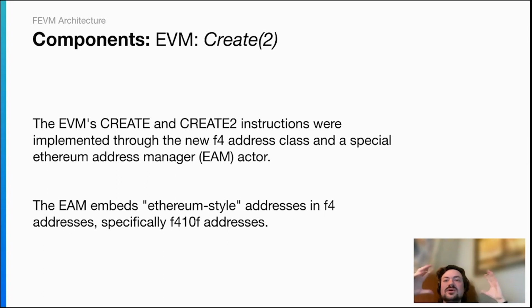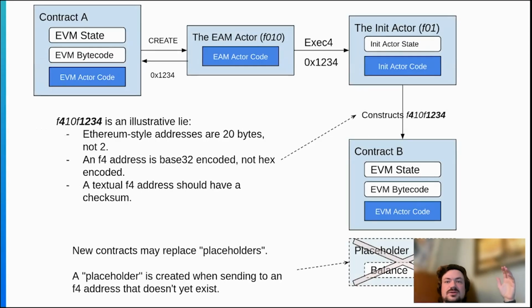But basically, we use this address class to embed Ethereum style addresses in Filecoin addresses. So to actually create an actor, there's this whole complicated diagram here. The bytecode in contract A will say create. Contract A will then call the create method on the EAM actor. The EAM actor will then call something called exec4 on the init actor.